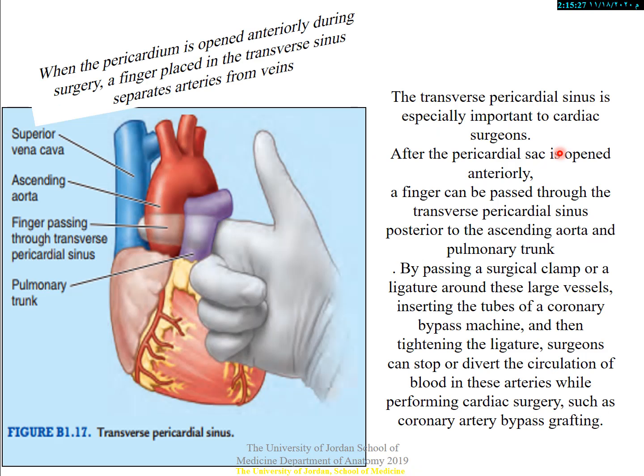The transverse pericardial sinus is especially important to cardiac surgeons. After the pericardial sac is opened anteriorly, a finger can be passed through the transverse pericardial sinus posterior to the ascending aorta and the pulmonary trunk, for passing a surgical clamp or to ligate tubes, and of course to carry on the circulation in this way. So surgeons use it.